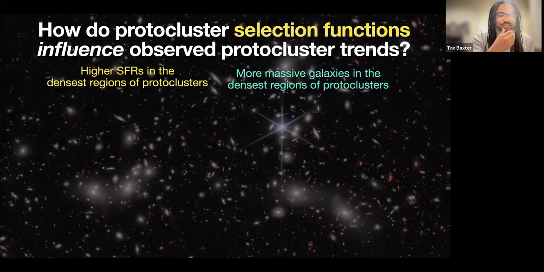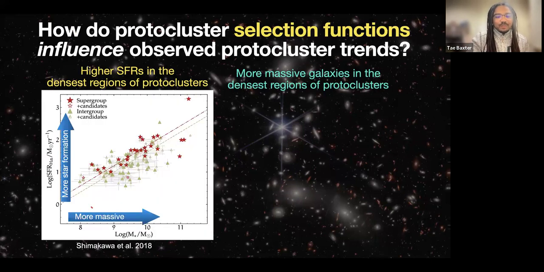And another cool thing that I was able to answer with this project is how what we call selection functions impact our results. Any survey that you're doing with galaxies is going to have some inherent selection functions. You may not be able to look at galaxies that are below some brightness, for example. How does that impact the trends that we observe in protoclusters? I'm going to show you two trends here.